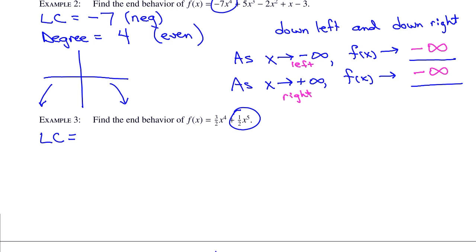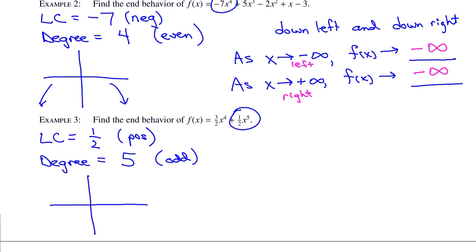So the leading coefficient is 1/2, and that's positive. And the degree is 5. More importantly, it is odd. So let me draw the typical end behavior of a polynomial with positive leading coefficient and odd degree. That's down on the left and up on the right. So we could say down left and up right.